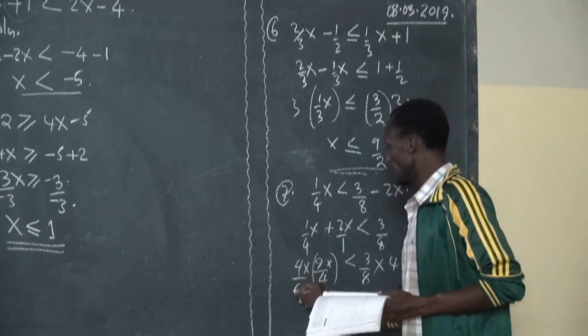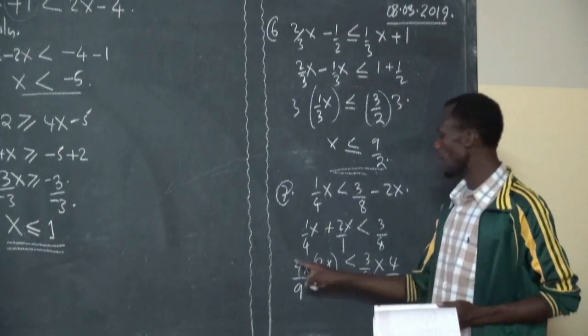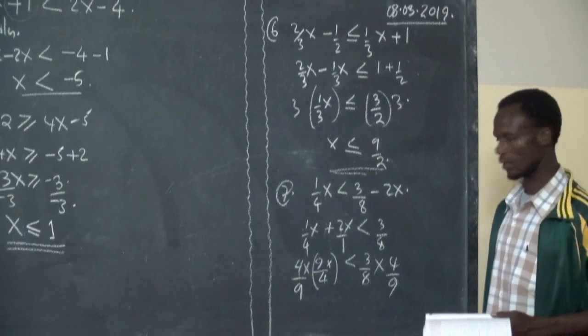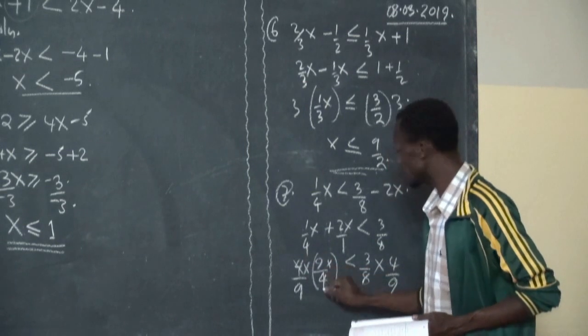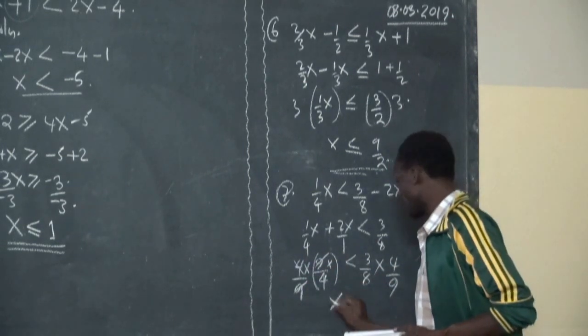We divide by 9. We multiply by 4, we divide by 9, because that is what's going to happen. Now this and this cancel out, and you remain with x.